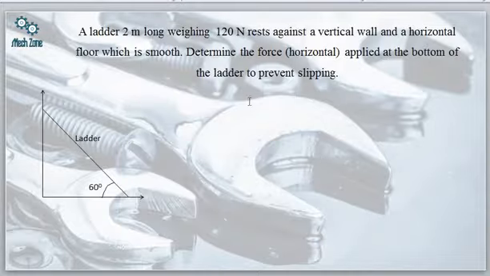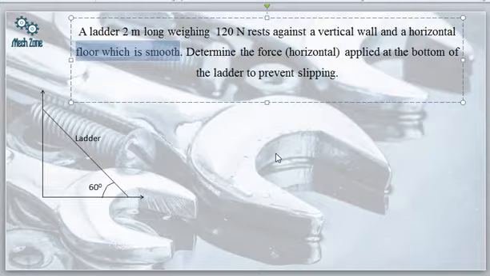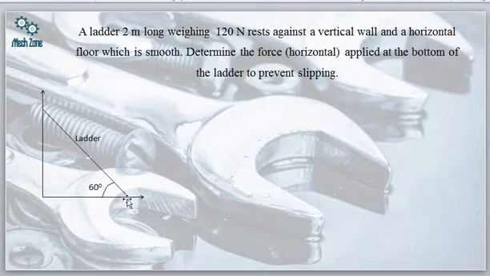Now let us go for another question, and it says that a ladder of 2.5 meter long weighing 120 Newton rests against a vertical wall and a horizontal floor which is smooth. Now we have been given that floor is smooth. It means that there is no friction between this ladder and this horizontal ground. So determine the horizontal force applied at the bottom of the ladder to prevent slipping.